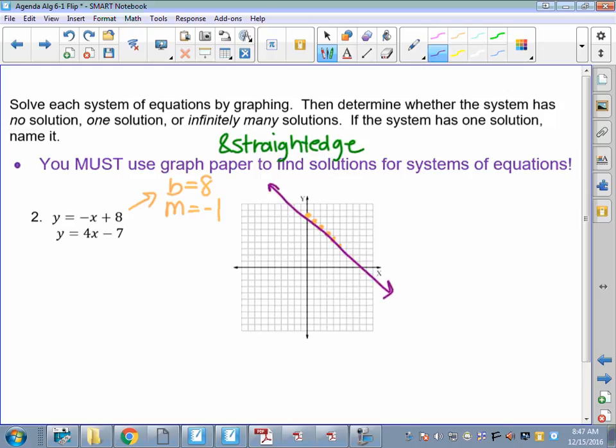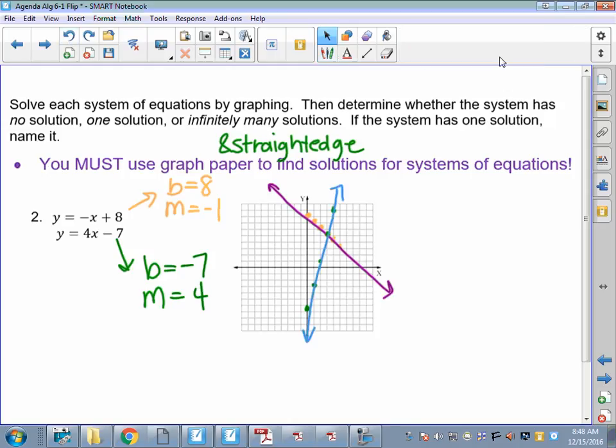Sometimes I put extra dots on here because I want to see the nice neat point where they intersect. This second one, my b is negative 7 and my slope is 4. So I'm going to go down negative 7 and then I'm going to go up 1, 2, 3, 4 over 1, and I could keep going. I'm going to draw myself a nice neat line for this one. Whoa, that was supposed to be nice and neat. Please use a ruler or a straight edge.